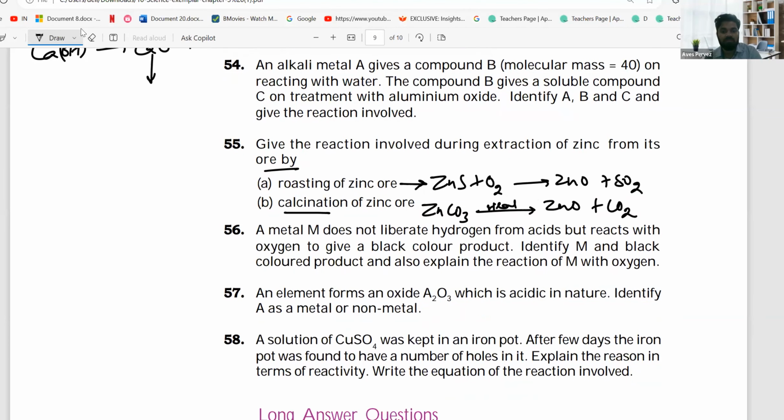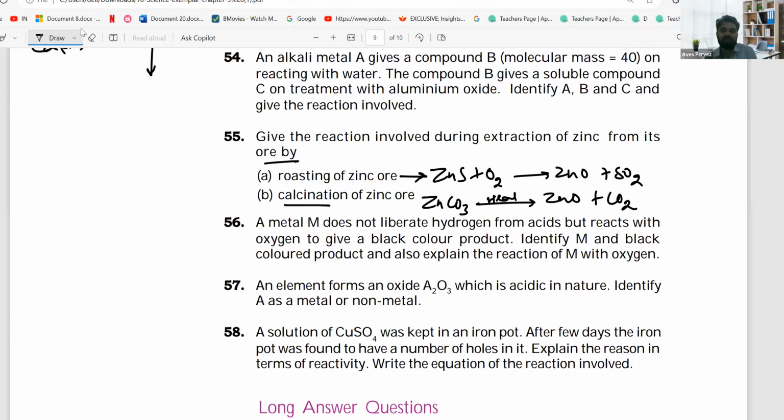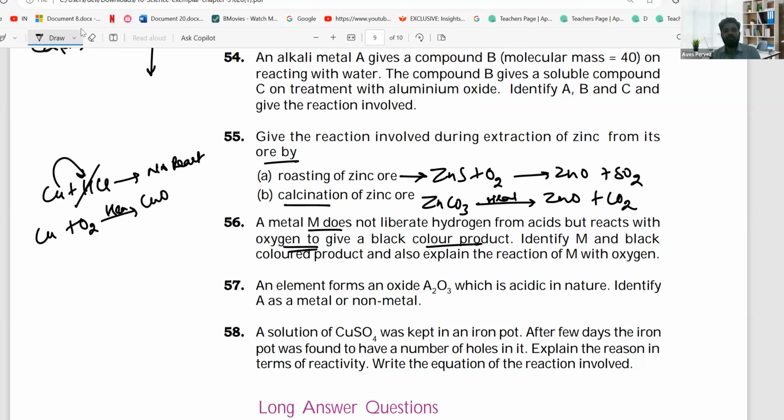A metal M does not liberate hydrogen when it reacts with acids, but it reacts with oxygen and gives a black color product. So what is M? Cu. Cu when it reacts with HCl will not react, because copper is less reactive and it will not be able to displace hydrogen. But when you heat it in the presence of oxygen, it gives CuO, which is black in color. So metal M is copper.